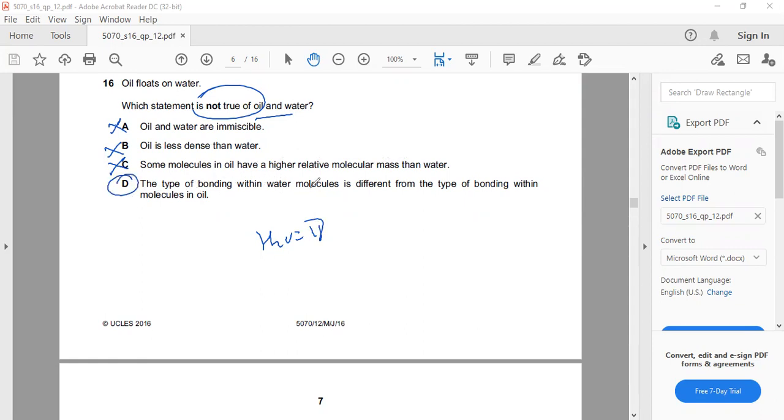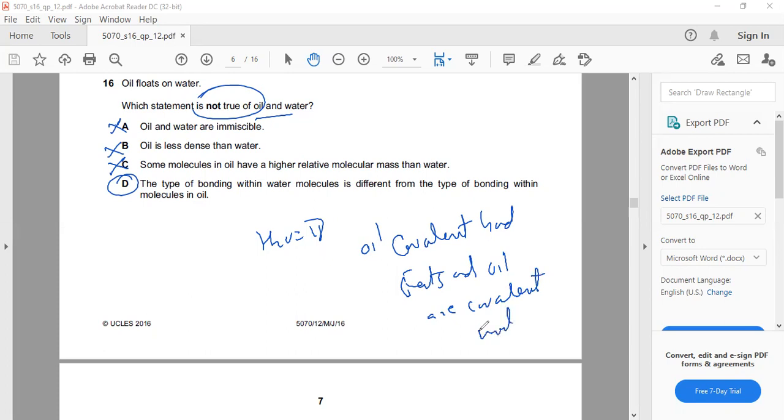The type of bonding within water molecules is different from the type of bonding within molecules in oil. Both have covalent bonds. So this is not correct. Water also has covalent bonds. Oil also has covalent bonds. Fats and oils are covalent molecules, not ionic. So they have the same type of bond, but here it says different bonding, which is wrong. That was the question, which is not true. So this is not true. D.